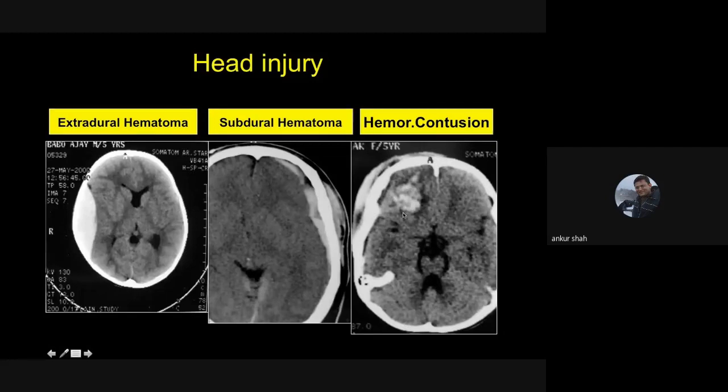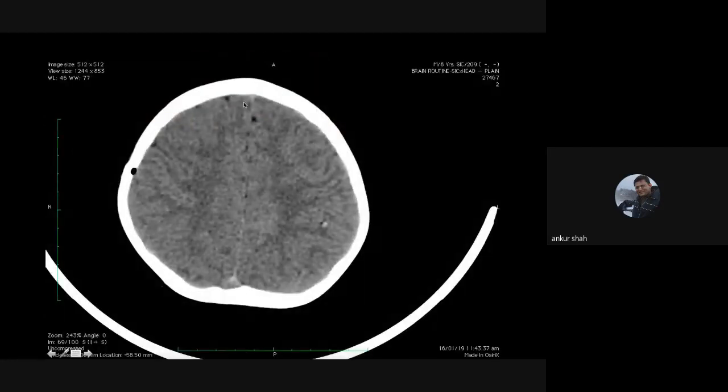So all these are the common pathologies in patients of head injury. Now with the multi-slice CT, we can even detect a very small contusion like this. A small area of blood in the brain parenchyma can be detected with the help of CT scan, and there is a small focus of air.